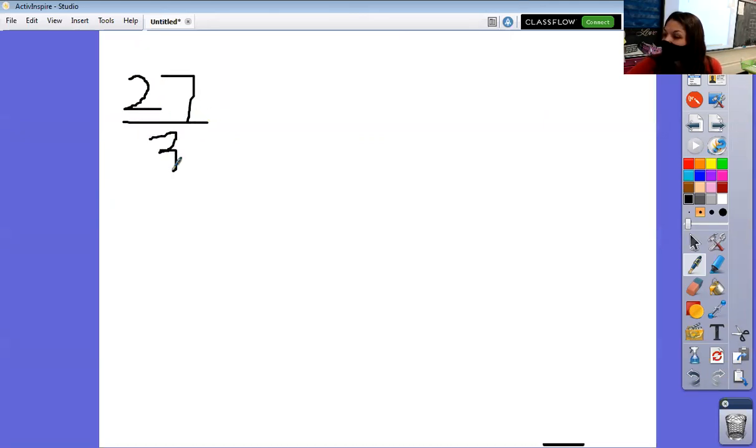27 thirds. Okay? What would 27 thirds look like as a mixed number? What procedure would you do? You would say 27 thirds is nothing more than 27 divided by 3. Did you write it out? Hold it up on your board, or type it in the chat box.